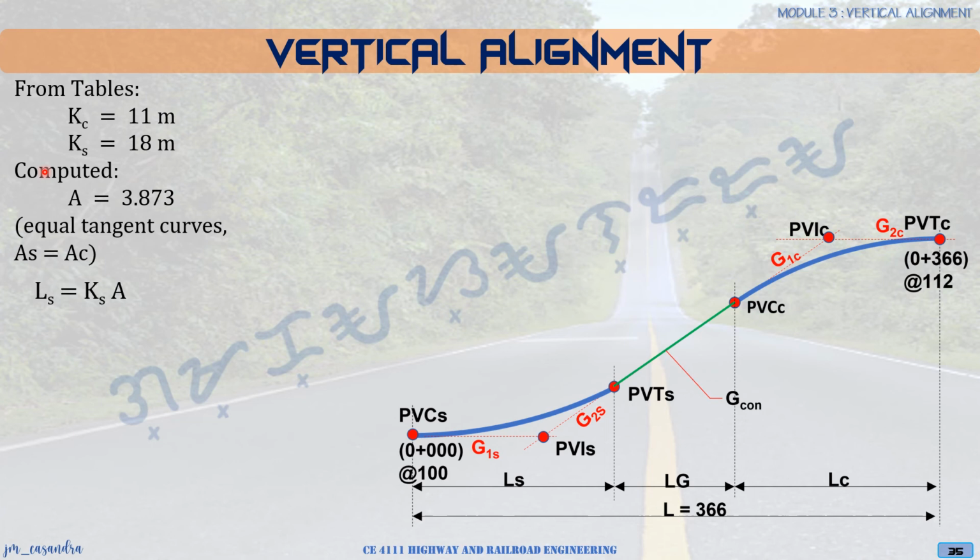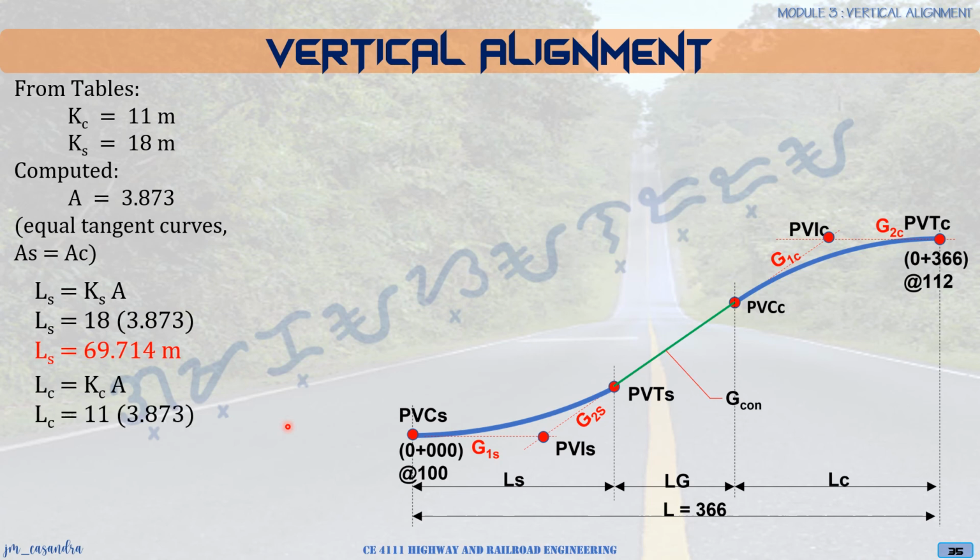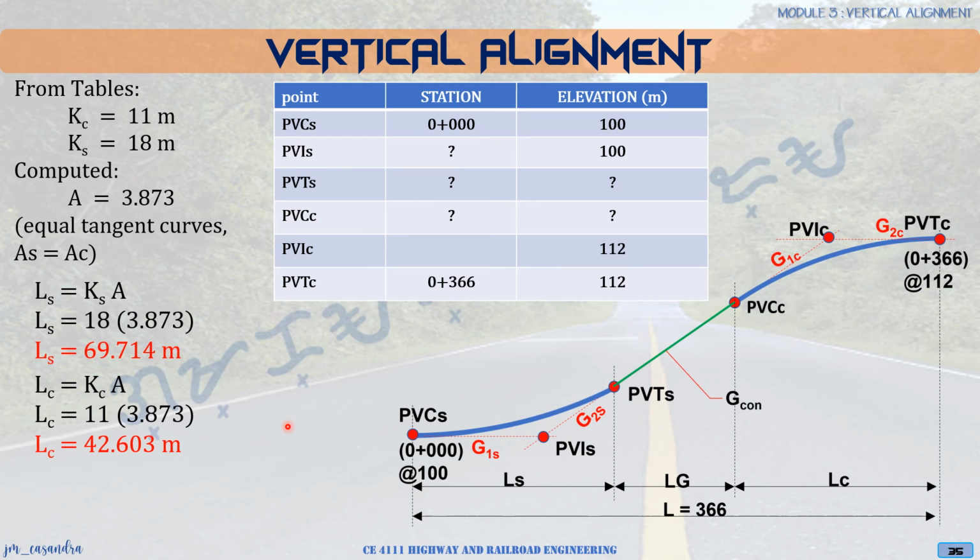We now apply LS is equal to KS times A. That's 18 times 3.873, which is 69.713 meters. Then for LC, that is equal to 42.603 meters. From there, we'll be able to solve for the value of LG, as well as our stations and elevations.